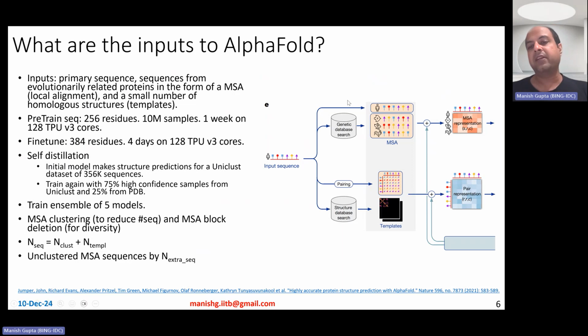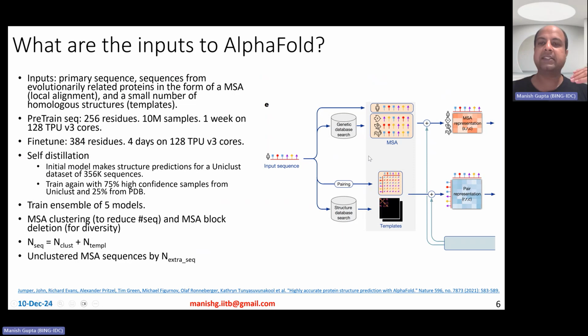Now, you can come up with many sequences which are very similar to the input sequence, but you may not be able to use all of them because maybe in a batch you only want to fit a few of them, right? For efficiency reasons. Therefore, what they do is cluster these MSAs. They say, hey, let me cluster a few of them and take diverse such sequences. Okay. In fact, for even more diversity, they also find sequences which are very similar and delete some blocks so as to have a lot of diversity.